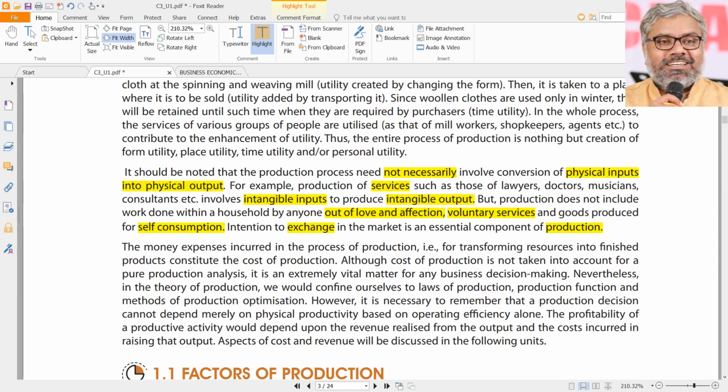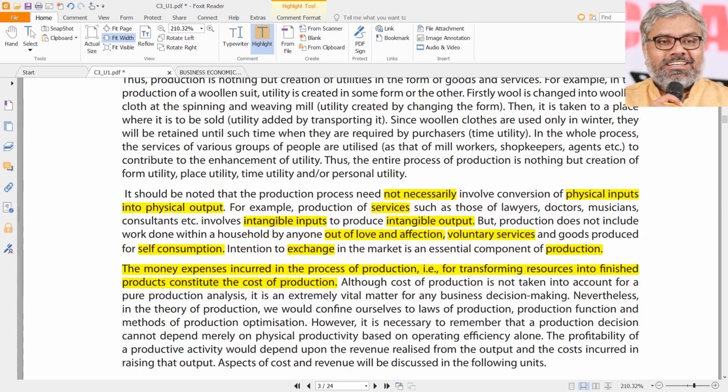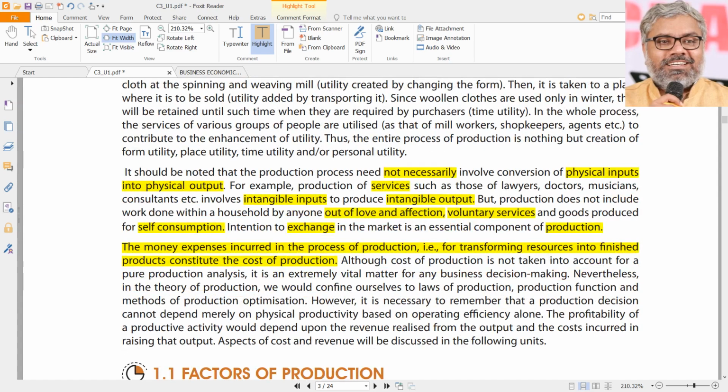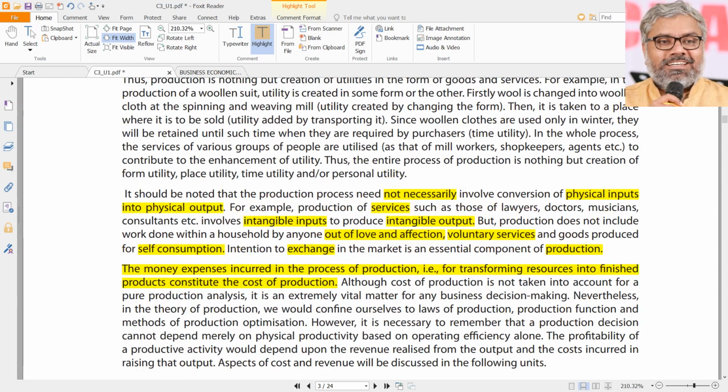And the money that is used or expenses incurred in the process of production, that's what we call as cost of production. We will come to that definitely in detail in unit 2. So we will not have to discuss it now because there is no point of discussing them at this point. When we reach that level, we will understand them. Now each of them will be only words for us. We cannot understand the meaning of them now.